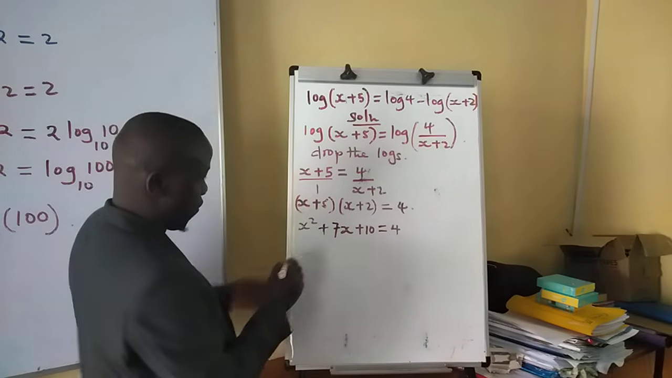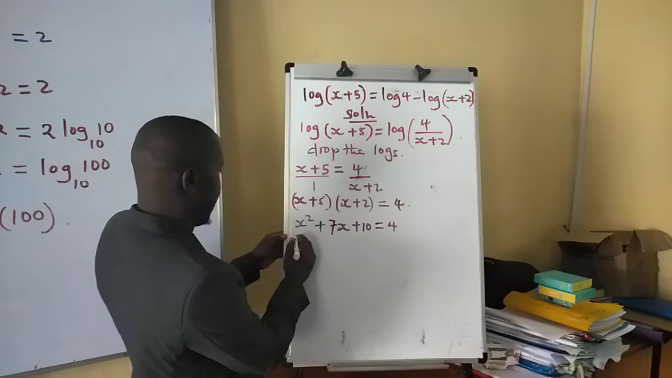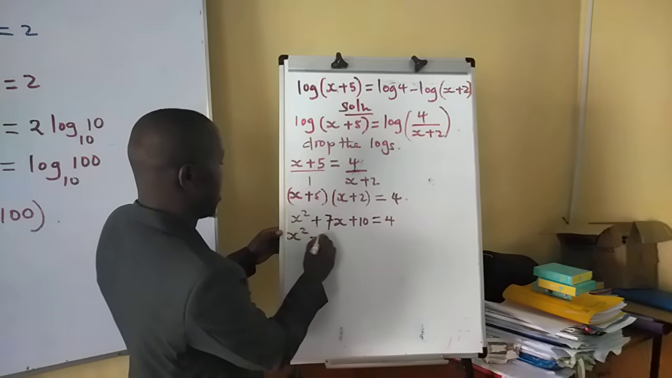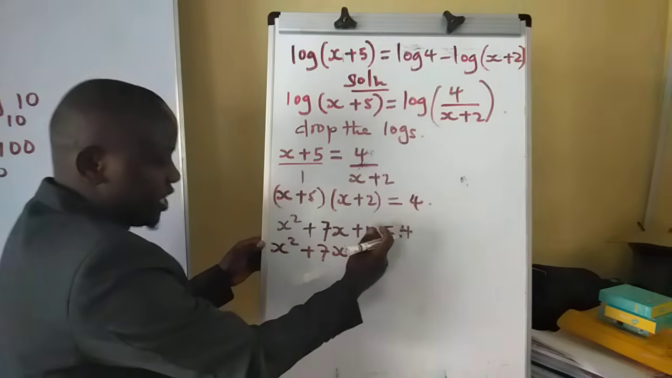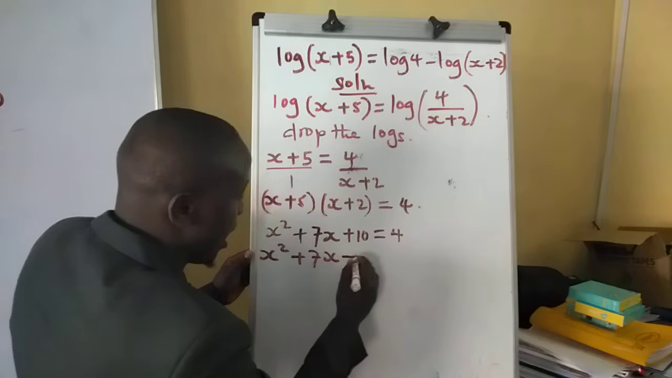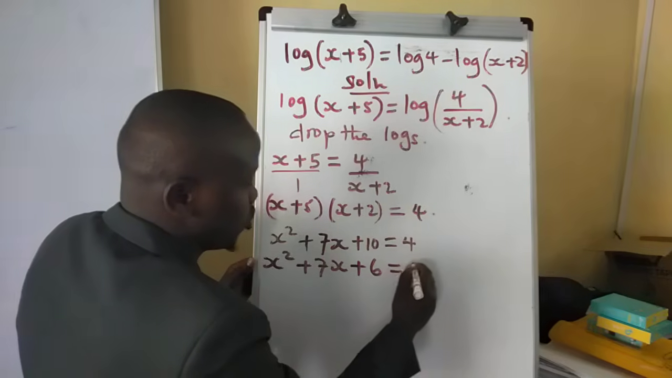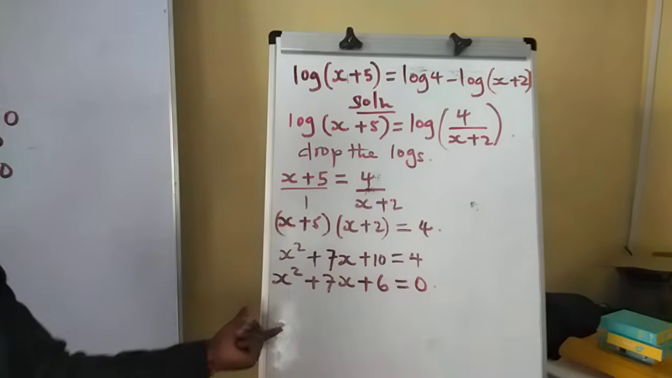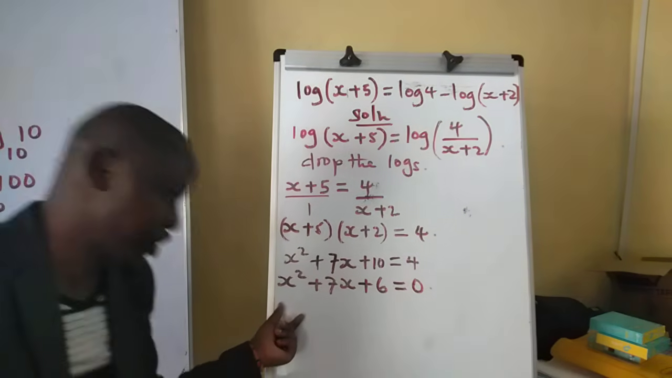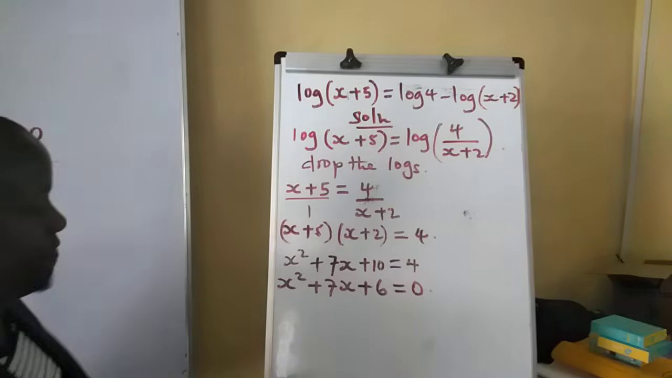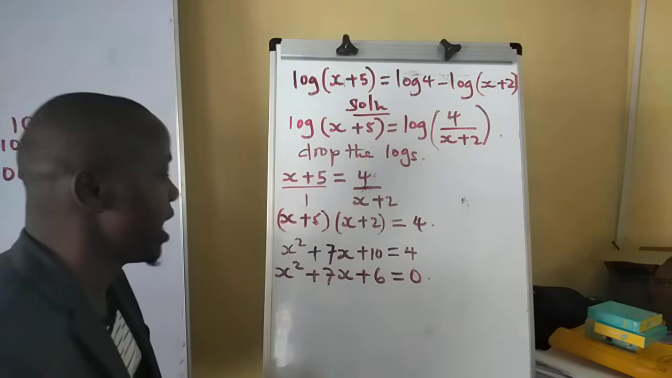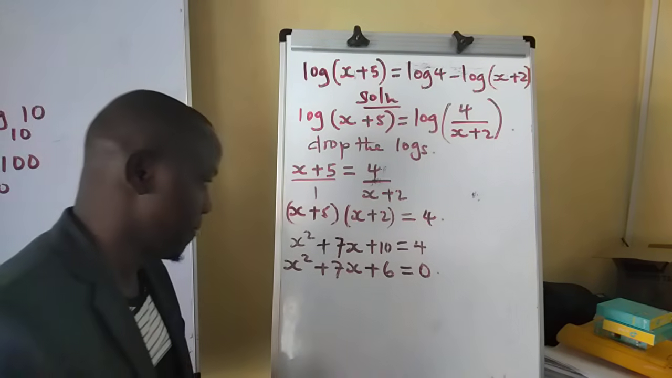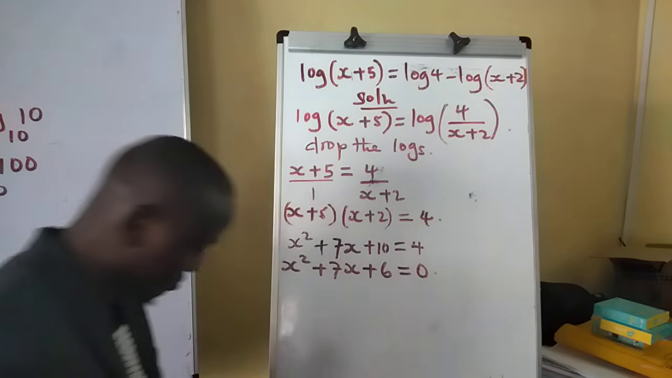With that, we can now group like terms together and have x squared plus 7x plus 4. When it comes to this side, we subtract from 10 and we will have 6 is equal to 0. Therefore, this is a quadratic expression and equation, and we have to solve it quadratically. So I choose to solve it using the factorization method found in book 2 mathematics.